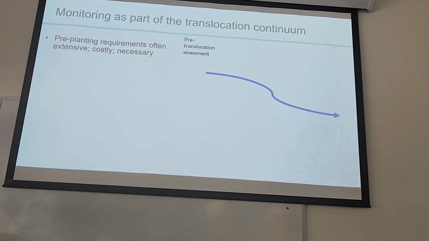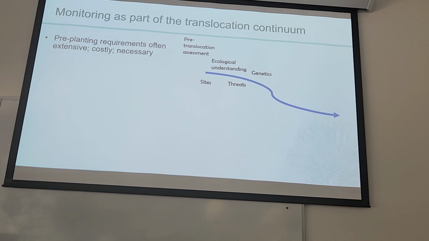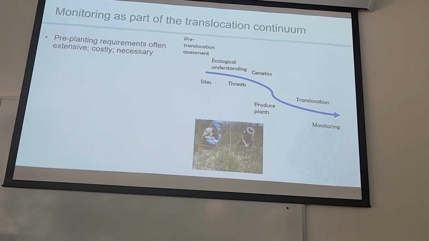Part of the pre-translocation assessment is obviously ecological understanding. There's the genetics, making sure the founding population has that diversity. There's the sites, there's threats and ameliorating those threats, and then there's actually putting the plants in, growing them, putting seeds out, collecting seeds, all that side. Then we have the timeline of translocation down to the translocation, and then there's monitoring. And all of these guidelines and all the practices are kind of based on this timeline.